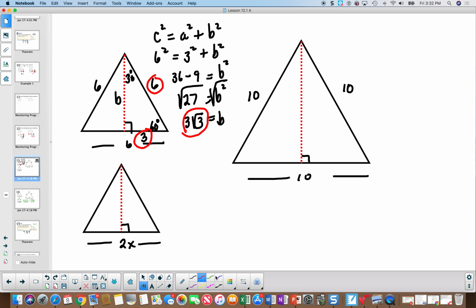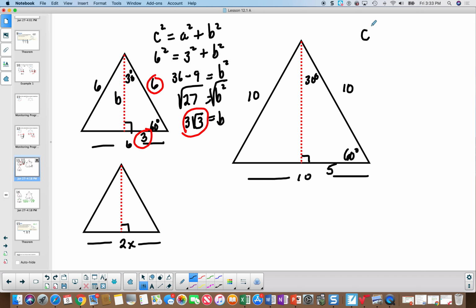Okay, let's go ahead and do it again. We know that this is an equilateral triangle, so this is 60 degrees. This is 30 degrees. We know this is an isosceles triangle. The altitude is going to divide, and then so this length will be 5.